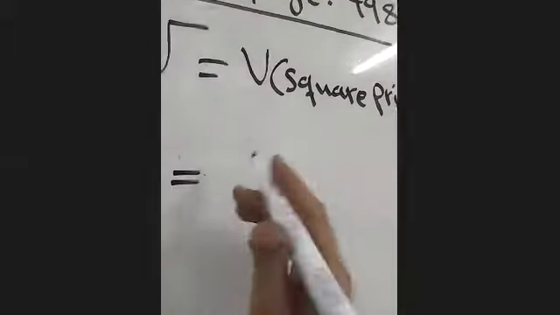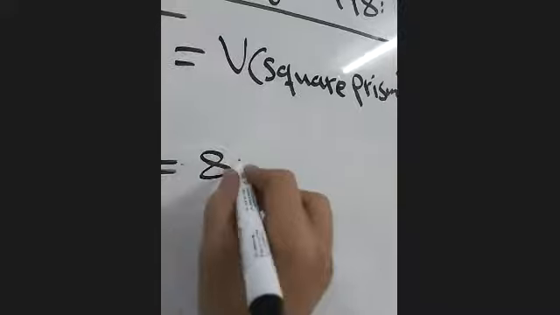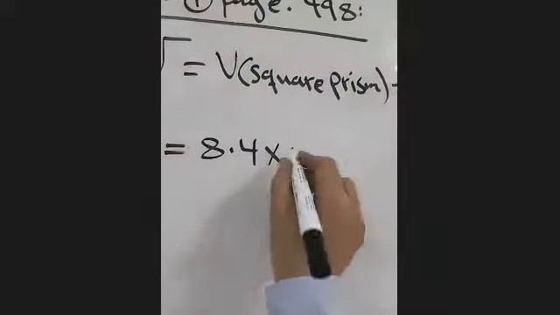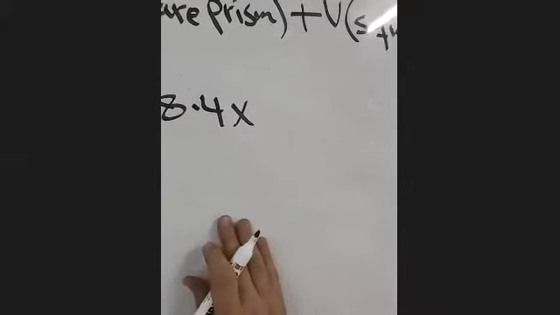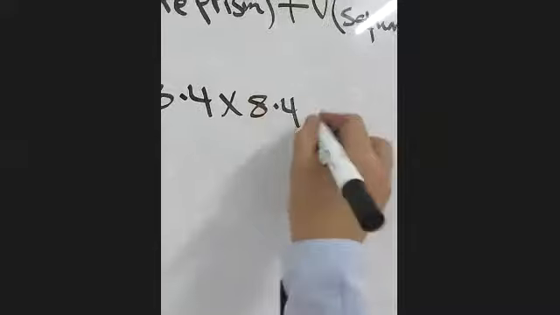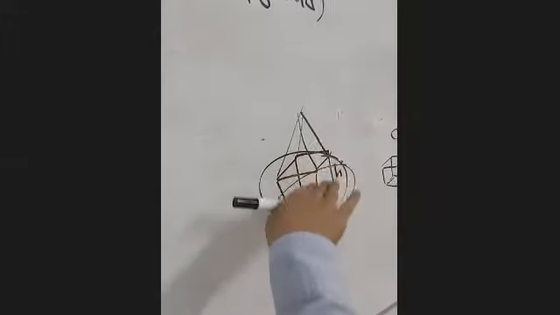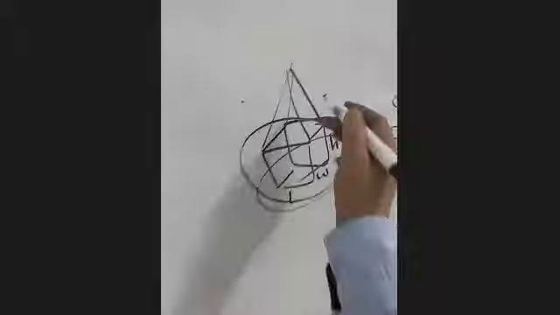Equal, yalla. What's the length? Length 8.4. Multiply the width, 8.4. Multiply the height, 8.4. This part is for the square prism, the lower part, right? Now we need to find the upper part.